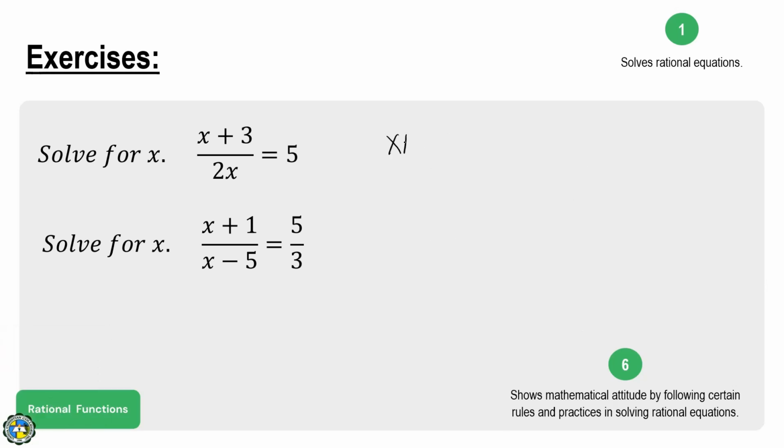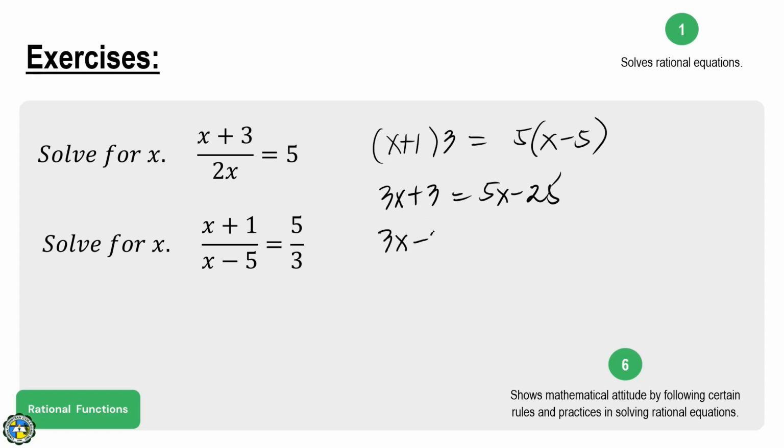So we have (x plus 1) multiplied by 3 equals 5 times (x minus 5). Again, pwede nating i-pause yung video, no, para makapag-solve tayo beforehand bago natin i-reveal yung answer. So next, we have 3x plus 3 equals 5x minus 25.